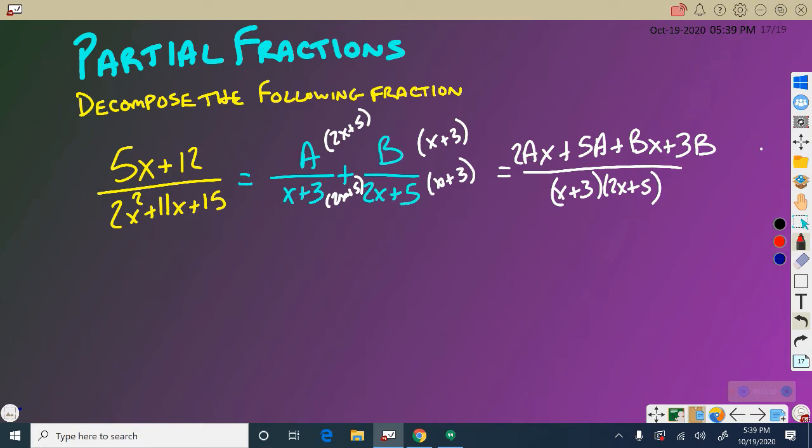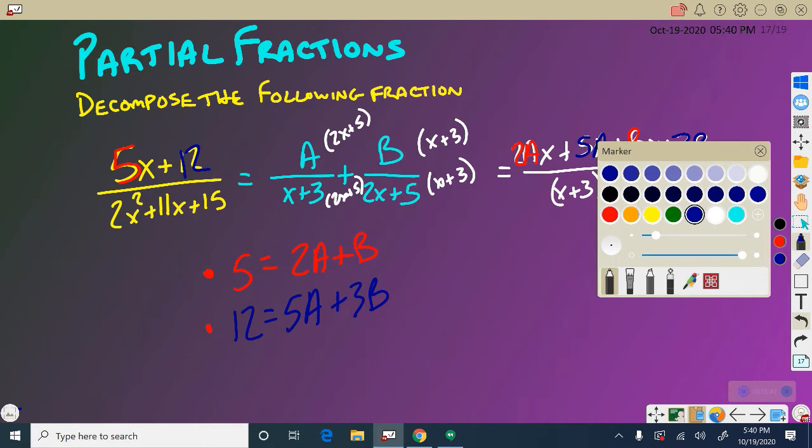So our first equation is going to be things that have the x's in them. So from my original problem, I had 5. And from my problems here, parts with x are 2a and b. So 2a plus b. My second equation are things that did not have x's in them. So my number is just 12. And my numbers here without x's are 5a and 3b. So 5a plus 3b.